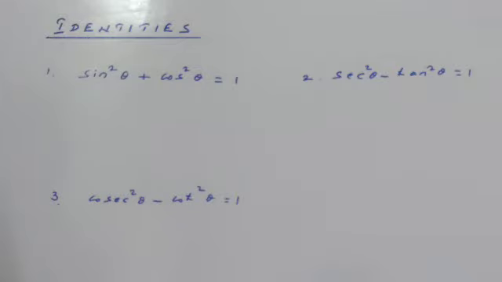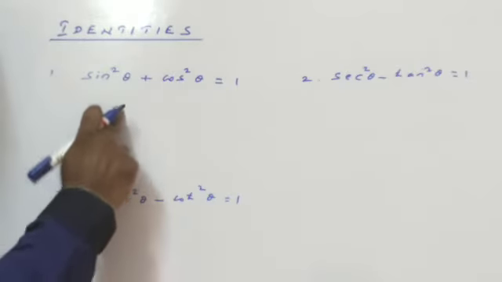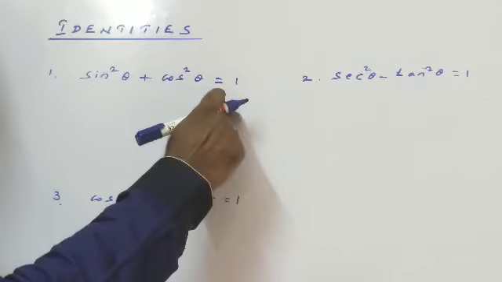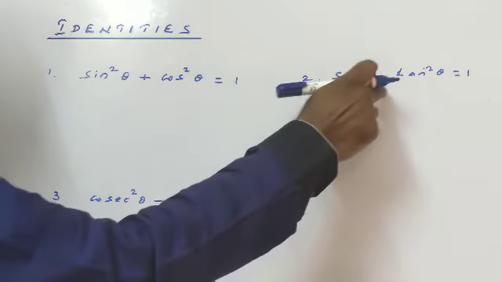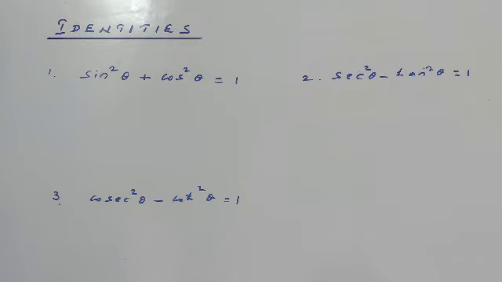The three identities only give the value of 1. Sin square theta plus cos square theta equal to 1. Secant square theta minus tan square theta equal to 1. Cosecant square theta minus cot square theta equal to 1. Now, from these three identities, I am going to derive two more identities each.